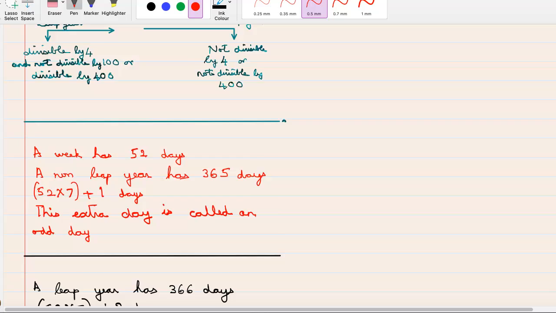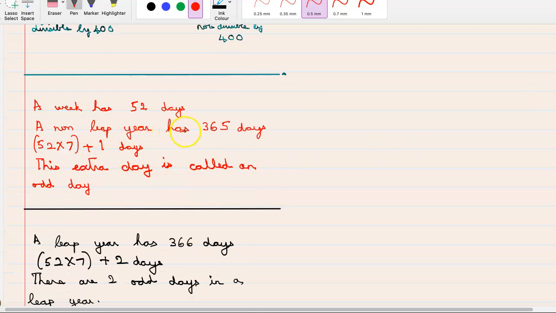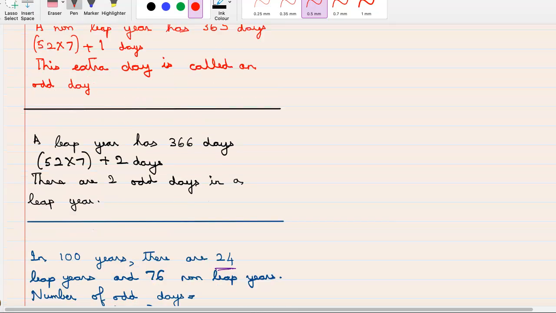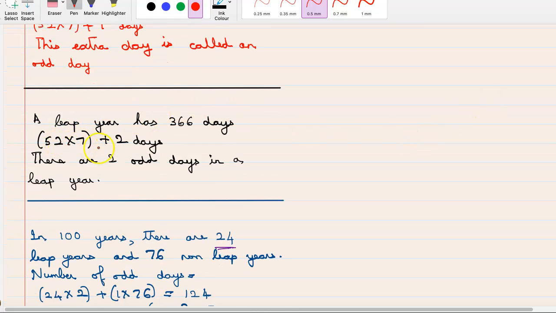Now a week has 7 days. A non-leap year has 365 days, so that is 52 weeks plus 1 day. This extra day is called an odd day. A leap year has 366 days, that is 52 weeks plus 2 extra days. So there are 2 odd days in a leap year.